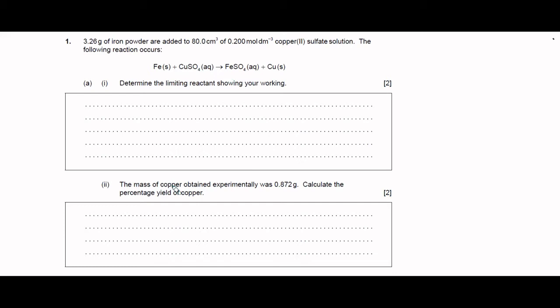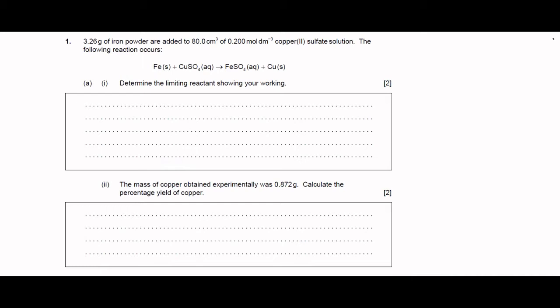Thereafter we have been asked to calculate the percentage yield of copper, and for that we have been given the information that when the experiment was conducted, 0.872 grams of copper was obtained.